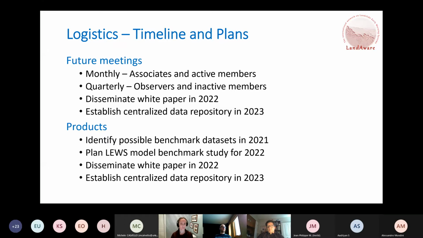And lastly, timeline-wise, we hope to disseminate that white paper sometime in 2022. So we've got a full year or maybe two to work on that, depending on how many ideas and people come together for this. And then work towards, in 2023, having some kind of centralized repository with some of those benchmark data sets in it. So again, the products are identifying some benchmark data sets, this review paper, and establishing a centralized repository. And I think one of the big questions is we don't really know where or how the centralized repository might be hosted.